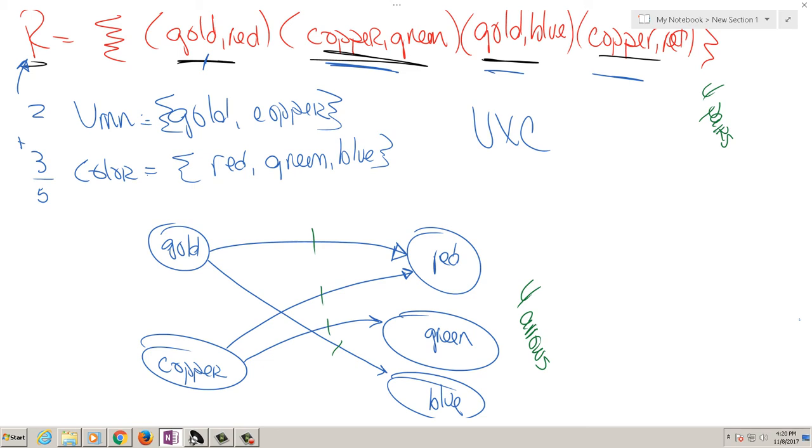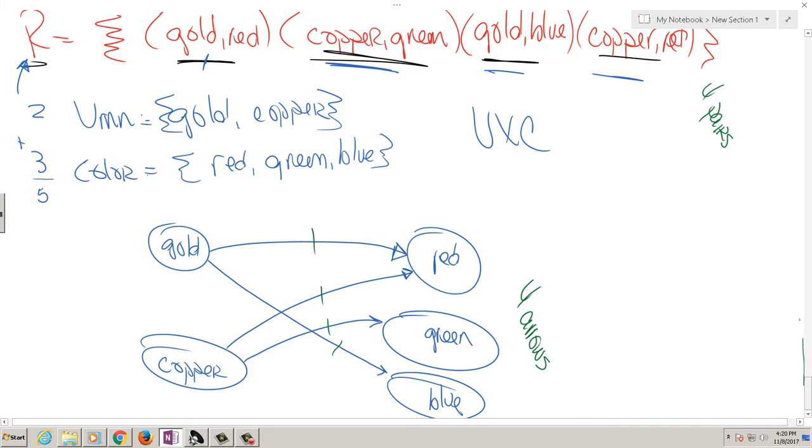I can tell that gold is not connected to green just because, looking at my digraph, there is no arrow between gold and green. I can visually inspect it and see that copper is not connected with blue. It may not be so easy for me just by looking at the relation to tell that copper and blue are never combined in this particular relation. But looking at the digraph, I can tell it quickly and easily.